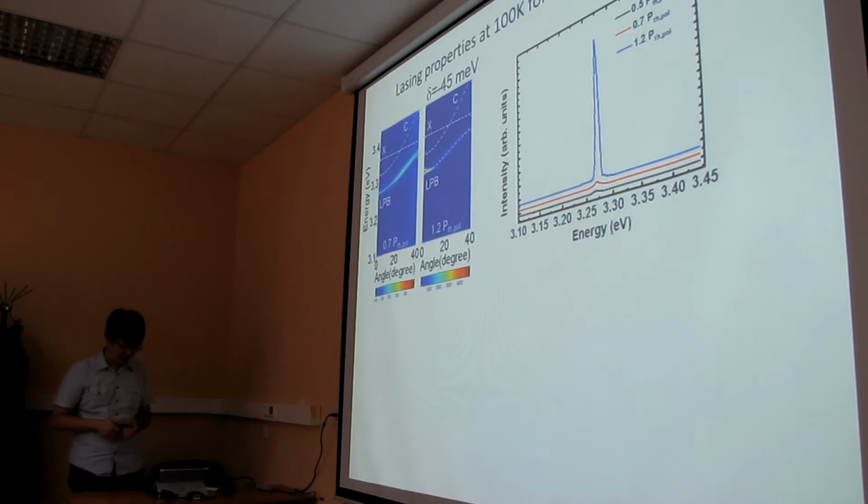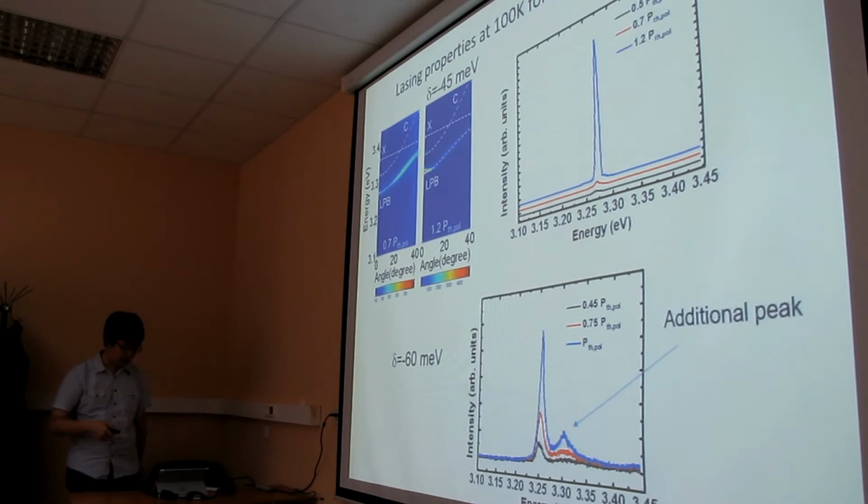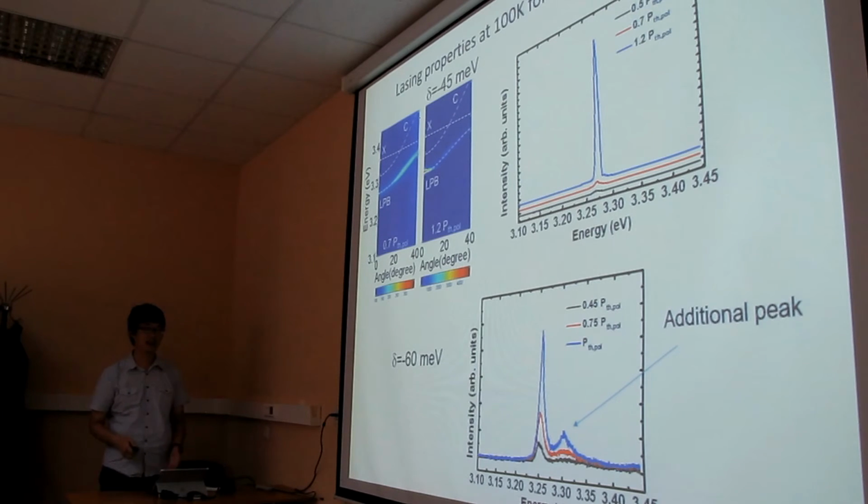So this is the lasing property at 100 Kelvin for a small detuning microcavity, which shows no difference to the typical polariton lasing. So interestingly, another emission peak, as you can see here, will occur at a higher energy as the detuning becomes more negative, let's say minus 16 millielectron volt. This additional emission is related to the P-band, which is due to the inelastic exciton scattering.